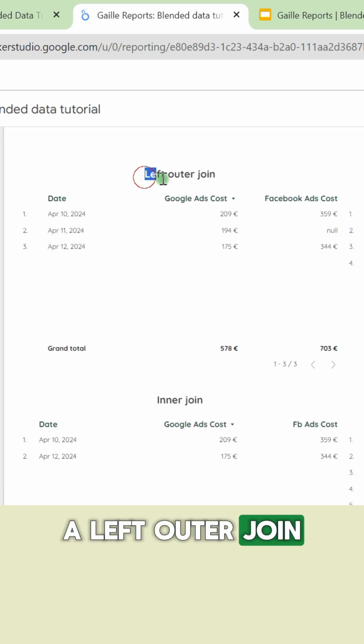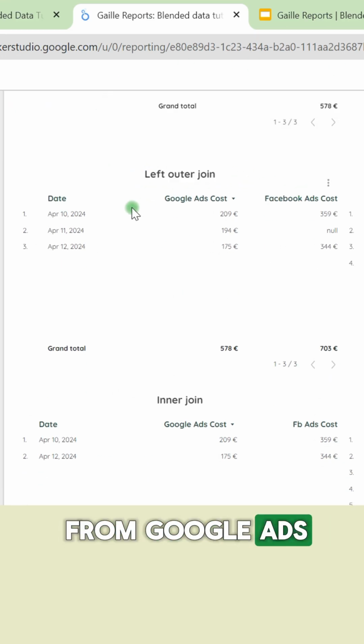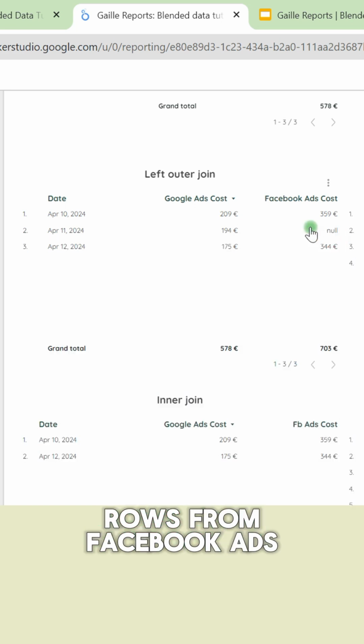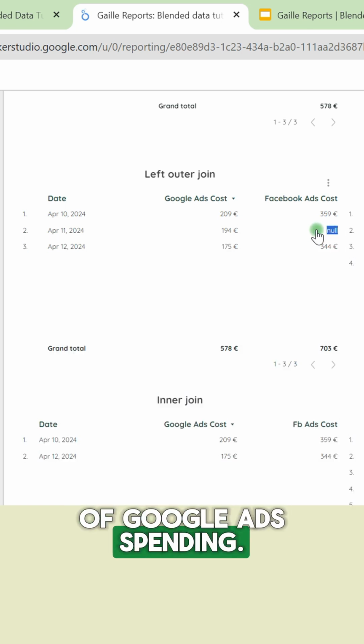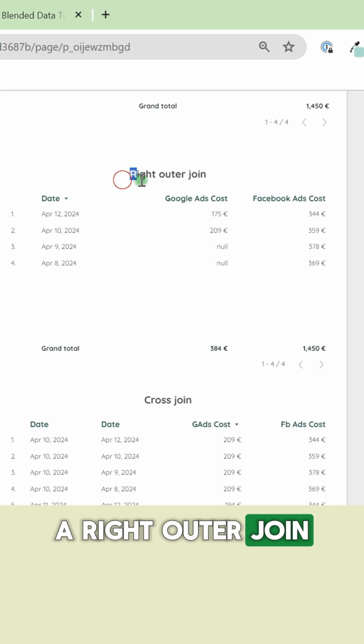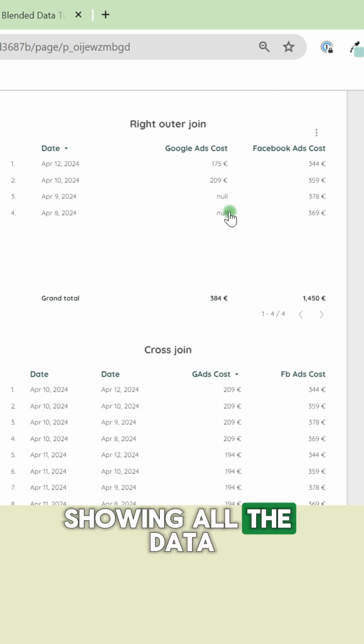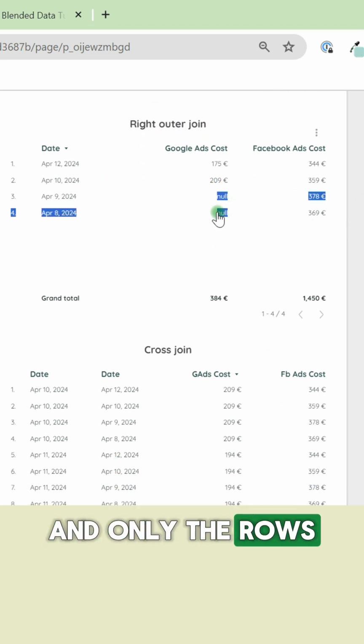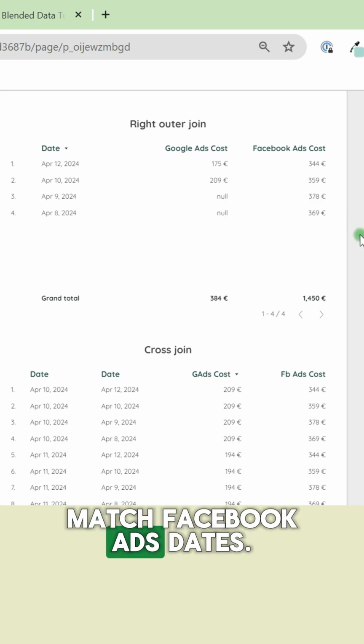A left outer join shows all the data from Google Ads and only the rows from Facebook Ads that match the dates of Google Ads spending. A right outer join does the opposite, showing all the data from Facebook Ads and only the rows from Google Ads that match Facebook Ads dates.